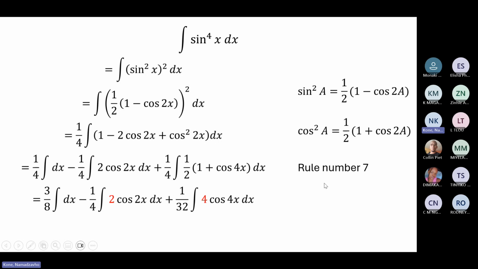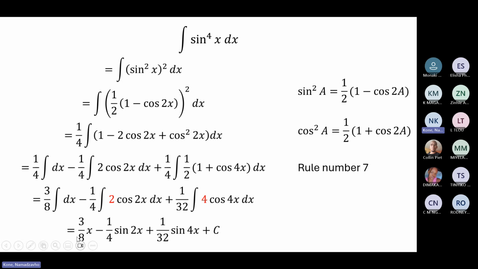This 4, we need it to sit here to satisfy rule number 7. Check rule number 7 on the left side. You will see it looks like that. Then you apply it and you get those answers. So the answer comes like this. Here, 1 dx, because we are using the variable x. 1 is the same as x to the power 0. x to the power 0 plus 1 is x to the power 1. Divide by 1 is x over 1, which is x.